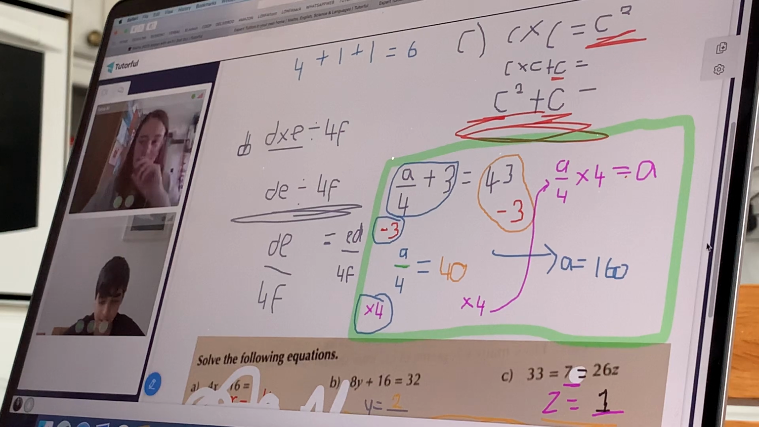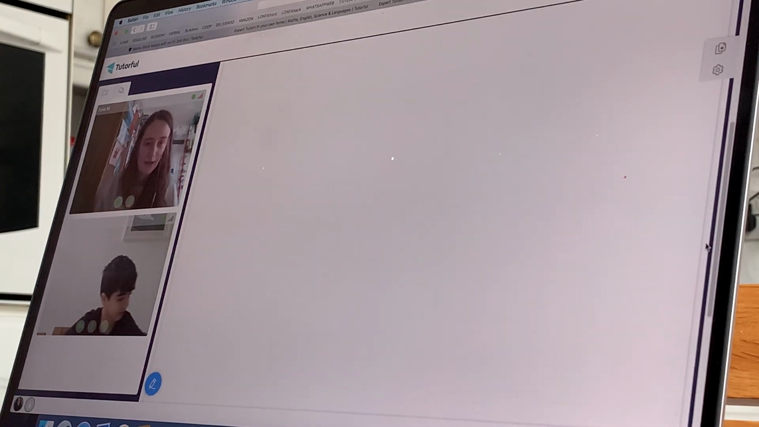How do you feel? Yes. It's confusing at first, isn't it? But then when you start doing it, you can see the patterns. Yes. We'll move on to the next question.